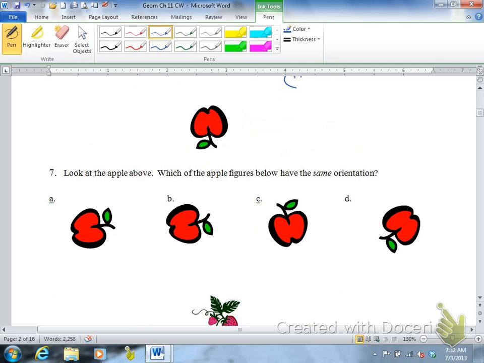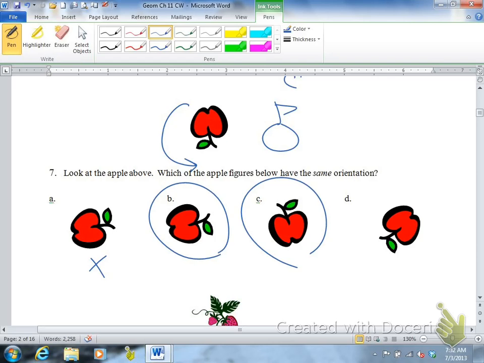Look at the apple above. Which of the following figures have the same orientation? So if I were thinking through this, I would probably rotate this 180 degrees, and I would have the leaf, if you can imagine that's a leaf. There's the apple. The leaf would be on the right, so looking at this, the leaf is on the left, so that wouldn't be the same orientation. This one has a leaf on the right, this one has a leaf on the right, this one has a leaf on the left if you turn it. So all kind of different rotations.